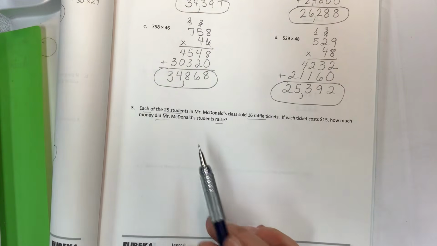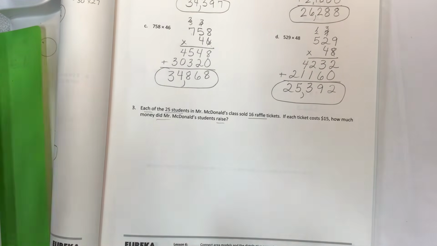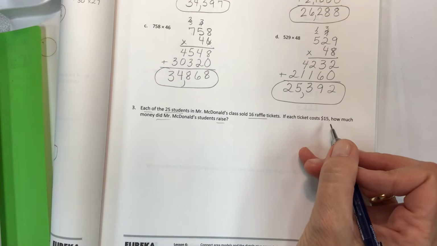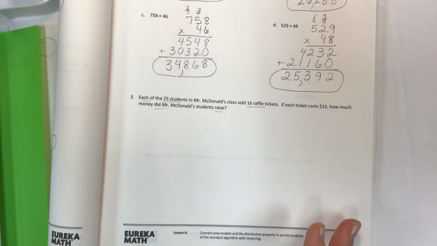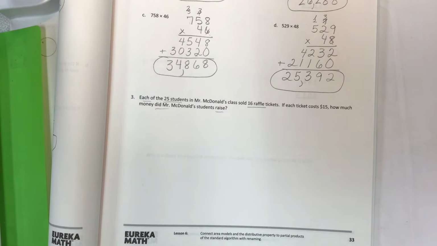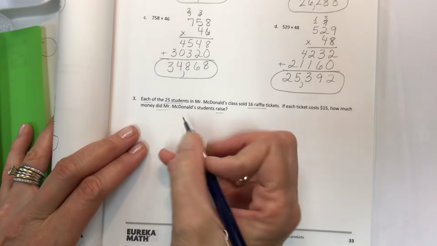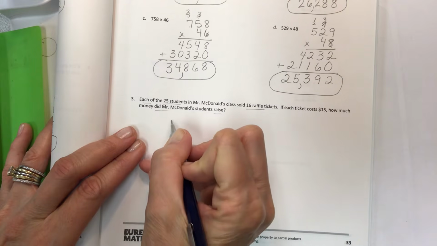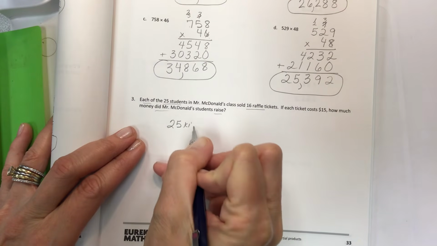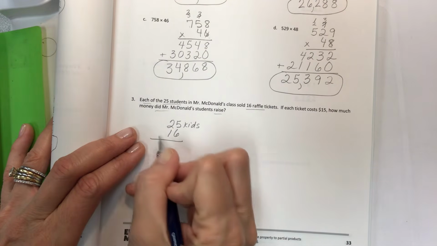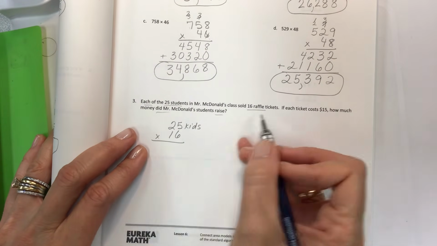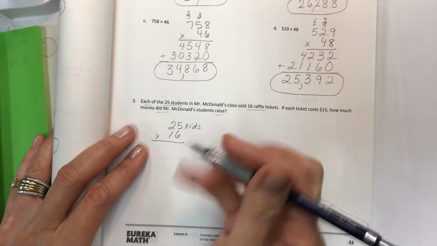All right, so we're going to start out. We've got to find out how many tickets were sold, and then we're going to multiply by 15. So a couple different ways you can approach this. I like it when my students share, because sometimes they'll start with one thing and then they'll do another. But there are a couple different ways to do it. Let's take our 25 kids times the 16 raffle tickets. This is how I would choose. You may have chosen something different. That's okay. And so we're going to find out how many tickets in all.